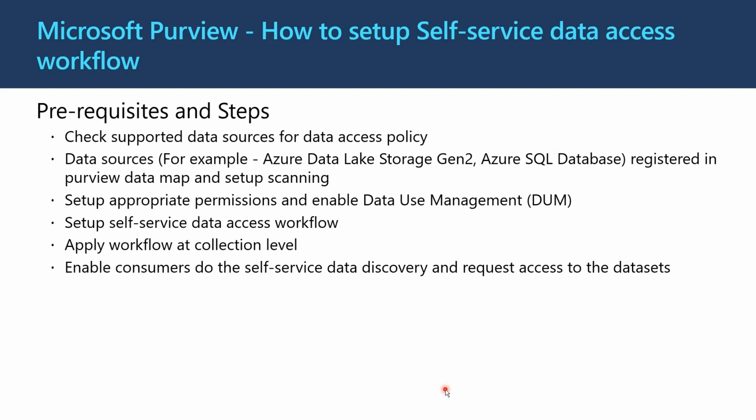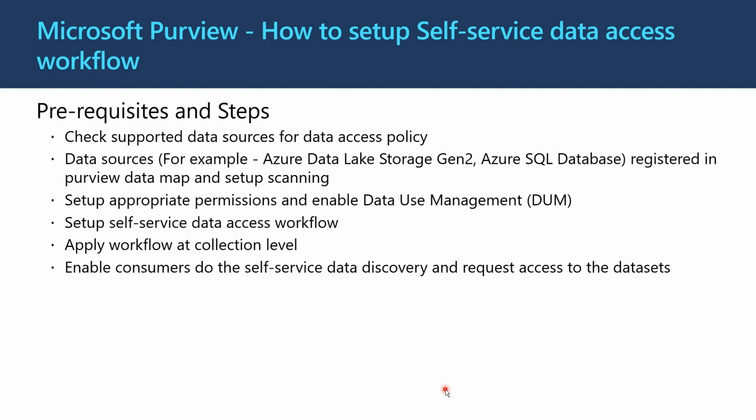So before we see it in action, let's talk about the overall prerequisites and steps involved. The first step is to check the supported data sources for data access policy. For this, I have already provided a Microsoft Docs link in the references slide. The next thing is, if you are trying to apply these data policies on specific data sources like ADLS Gen 2 or Azure SQL database, all of them should be registered and set up for scanning in a Purview data map.